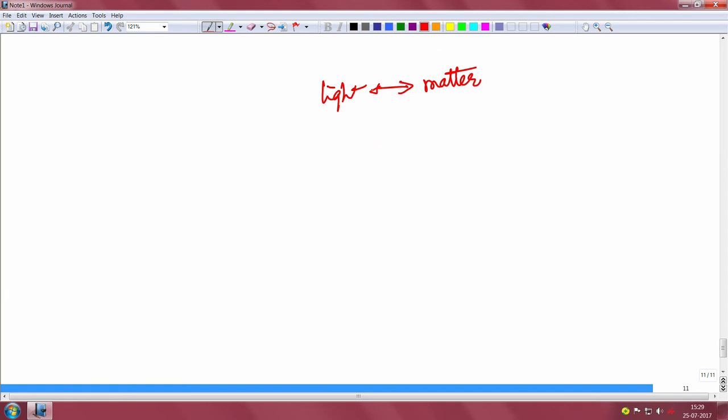So, this will form an important domain of integrated optics that can be termed as optoelectronic integrated circuits, which is slightly beyond the scope of the present course.